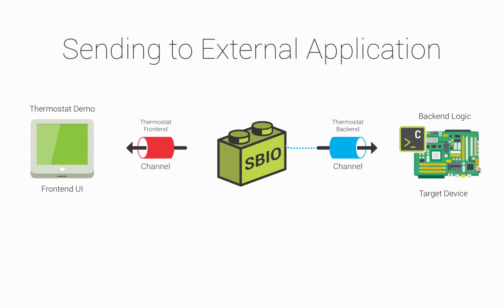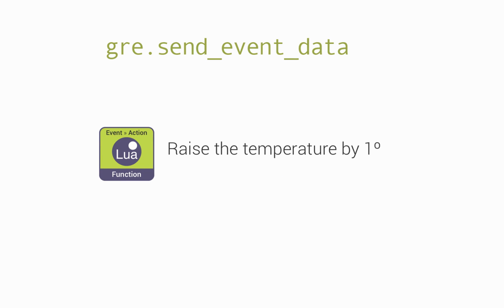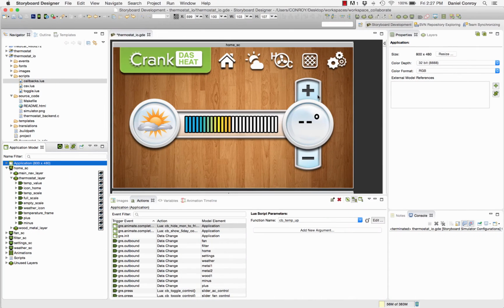Now that we have our source code built and channels defined for the front end and back end, all we need now are some events that will involve working with the front end and back end. So let's start out by sending a command to raise the temperature by 1 degree.